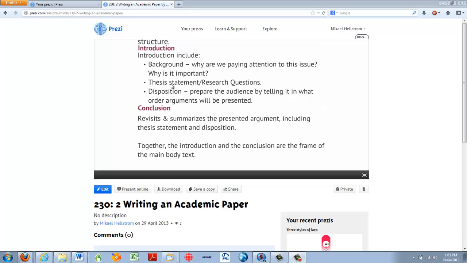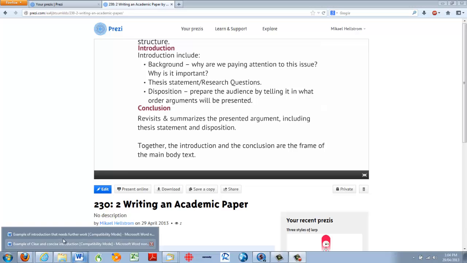The second thing is the thesis statement, or a research question, depending on your style. And this is the sense of purpose statement. This is the one sentence that anchors the paper and gives it a trajectory. It tells the reader what is the mission, the objective that is to be achieved in this paper. The disposition then is the roadmap, the outline, which tells the reader how the mission will be accomplished. So those three work intimately together.